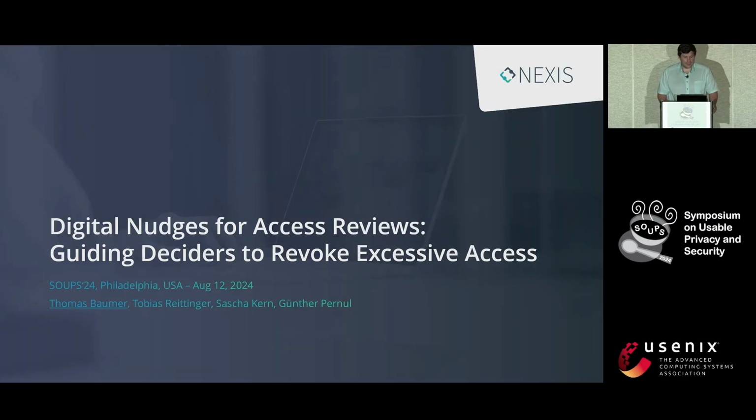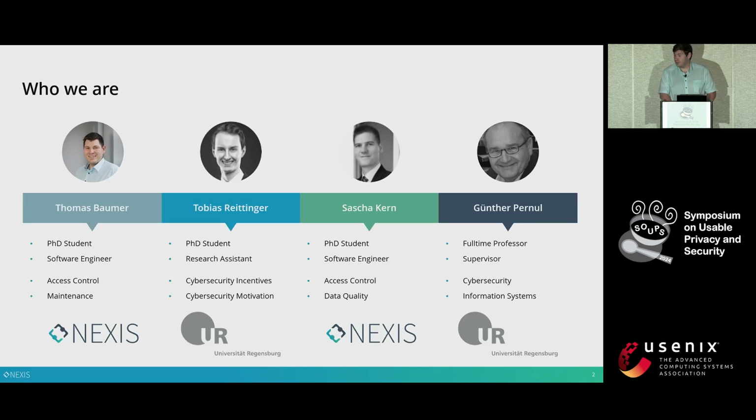So, welcome to my talk about digital nudges for access reviews, guiding deciders to revoke excessive access. My name is Thomas Baumer, and I wrote this paper together with my colleagues, Tobias Reittinger, Sascha Kern, and Günther Pernul, for which Günther Pernul is our supervisor, and the others are PhD students. Sascha and I work at Nexis for the industry, focusing on access control.